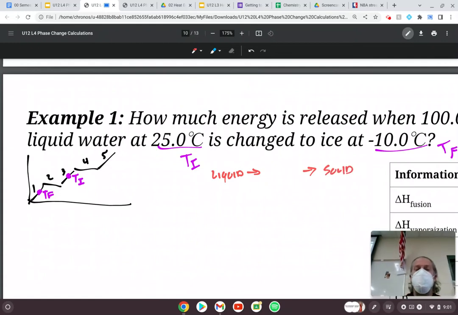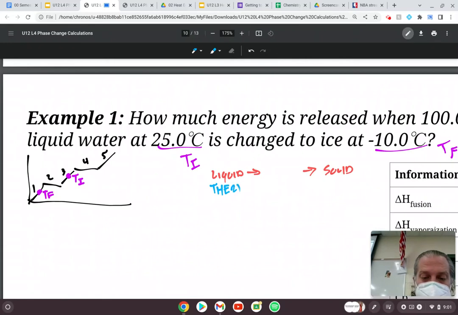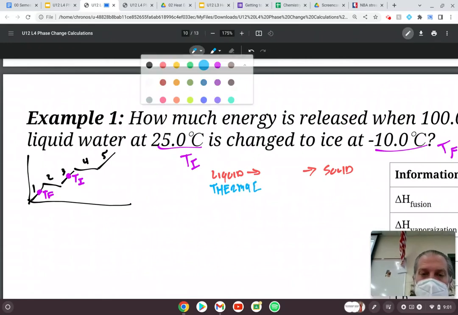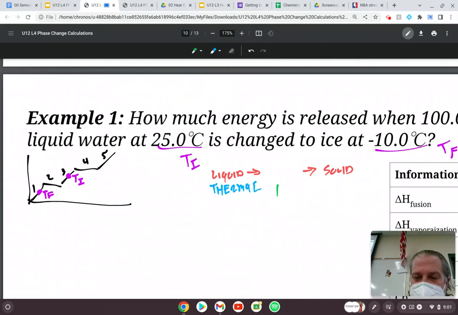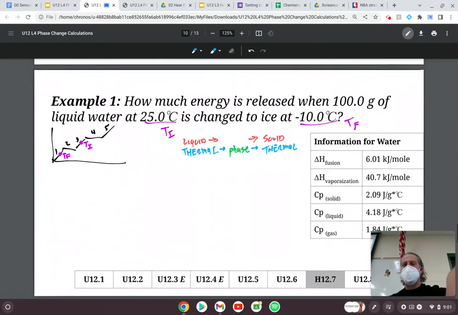So we're going to have to do a series of calculations where we are cooling, so we're going to go thermal, and then we are going to go phase, and then we are going to go thermal again. So the calculations that we are going to have to do are 3 different calculations. I'm going to shrink that down a little bit so I can do some work.